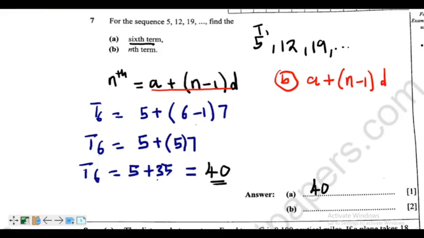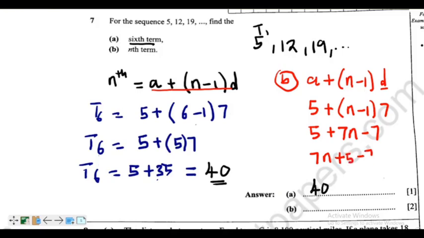So a is the first term, which is a 5, plus, open bracket, n minus 1, close bracket. So where there is d, our common difference was what? A 7. So here we say 5 plus, now this 7 has to multiply everything inside the brackets. So 7 times n, we are going to get 7n minus what? 7, because 7 times 1 is 7. So from here we collect the like terms. So we are going to have 7n, then plus 5 minus 7.